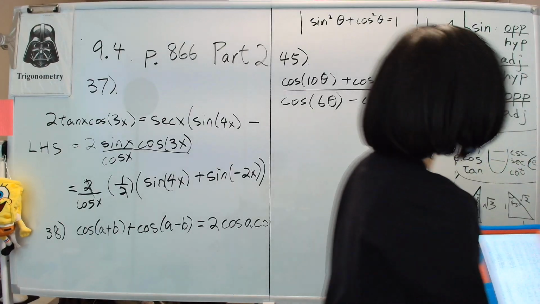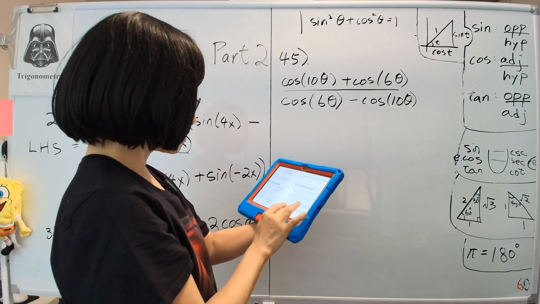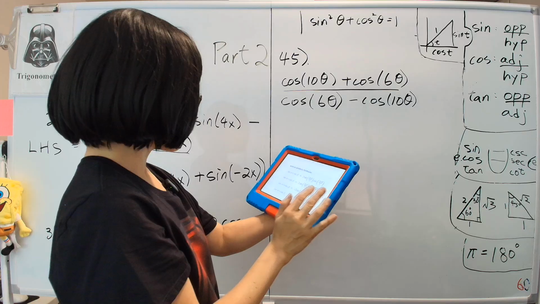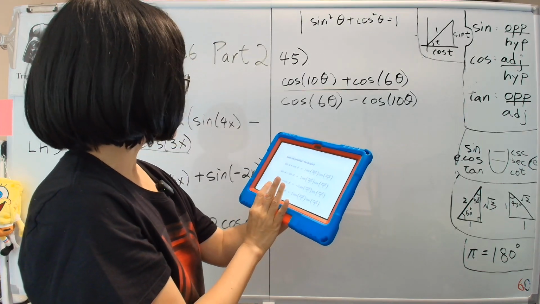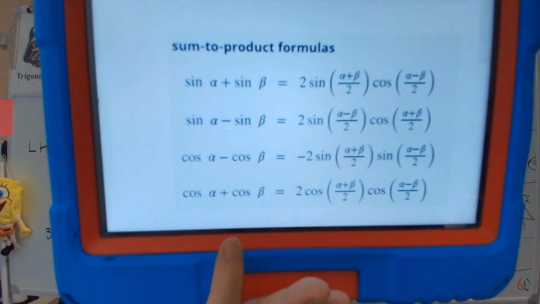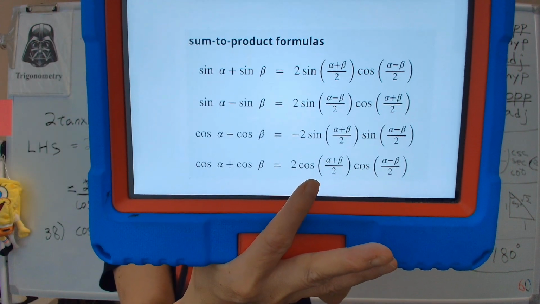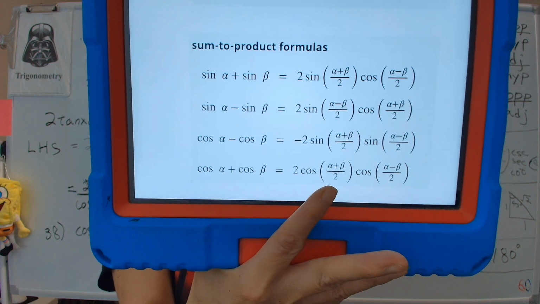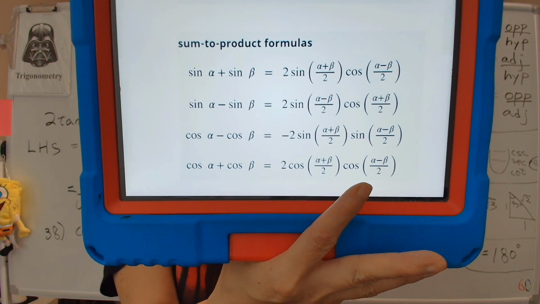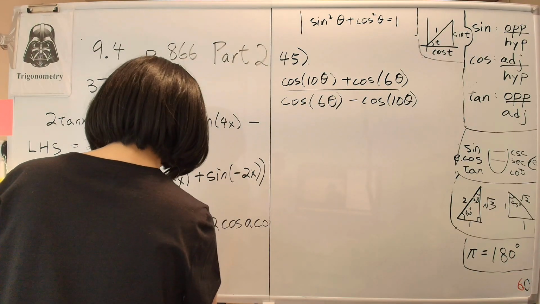And let's look for a formula that matches it. That looks like some kind of a sum. Do we have any sum formulas? Yes, we do. Here it is. We'll do the plus and the minus of the cosine sum-to-product formulas right here. Cosine alpha plus cosine beta is 2 times cosine of the sum over 2, times cosine of the difference over 2. So let's write that down for just the top, following that formula.